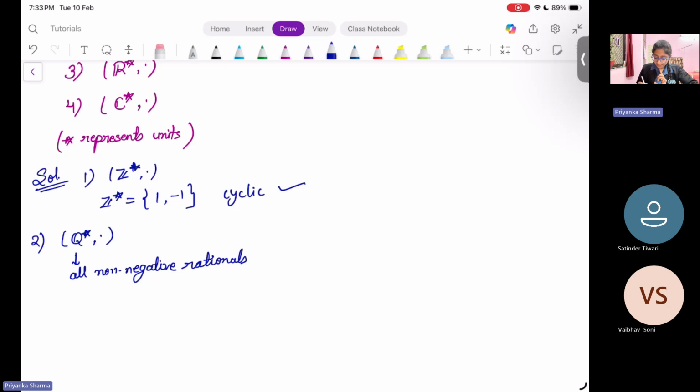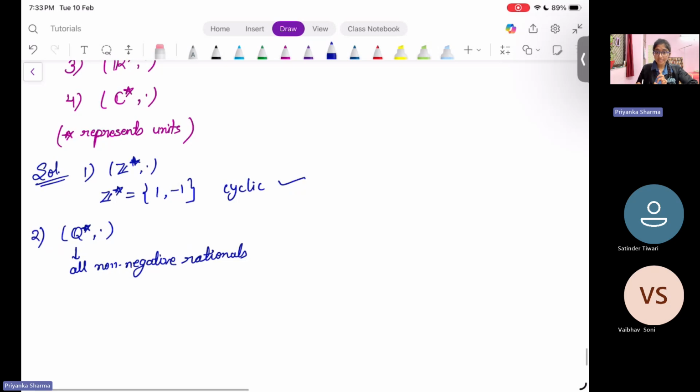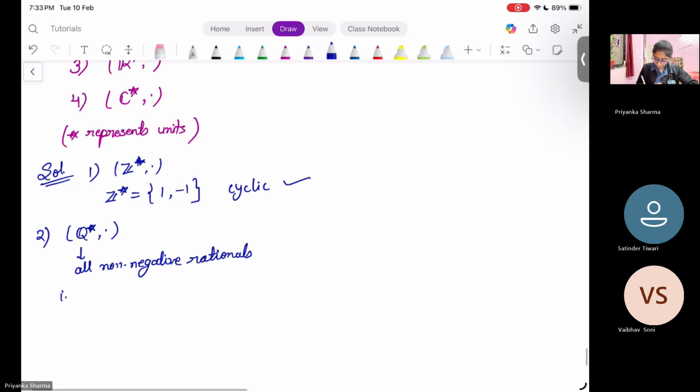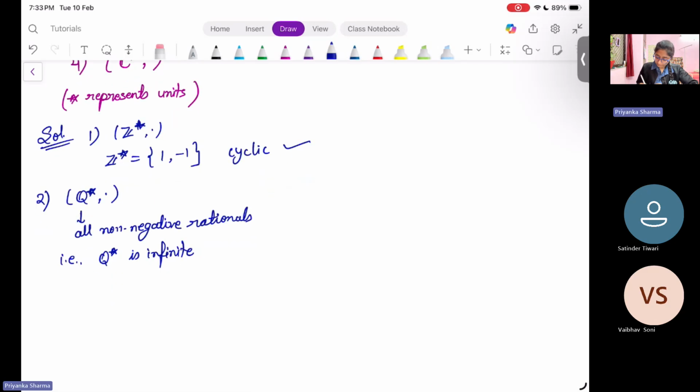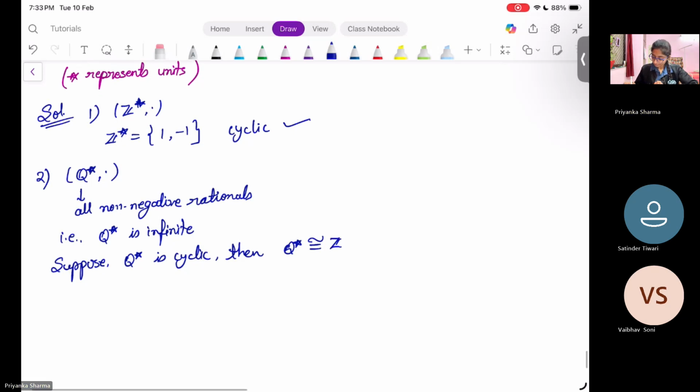So first, this is the collection of all non-negative rationals. It means this is infinite. So this is clear that Q star is infinite. And if this is infinite, then suppose Q star is cyclic, then this Q star will be isomorphic to Z with respect to plus. Okay. Now check whether they are isomorphic or not, whether their elements have one-to-one correspondence or not.